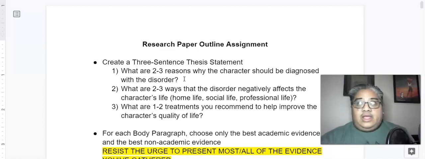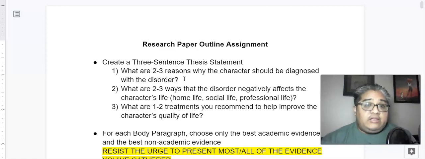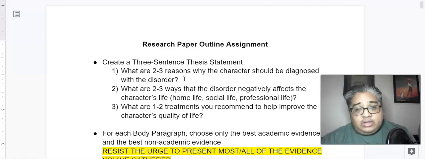But given that we're answering 3 questions in this research paper assignment, I want to limit you to 2 or 3 of the symptoms that really stand out the most to you, especially that you have a lot of good evidence for, that you see very strongly in the character's behavior or the character's life. So that's thesis statement sentence number 1.